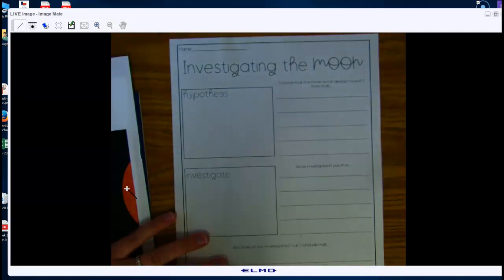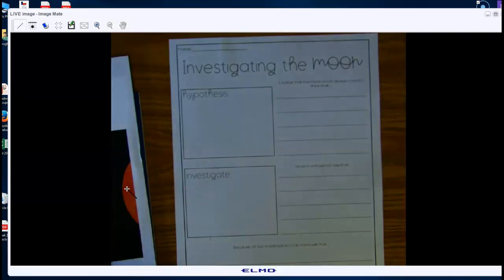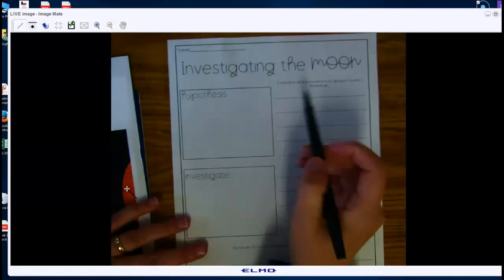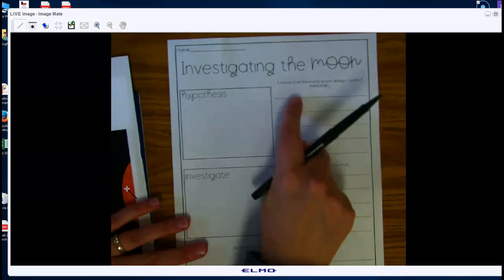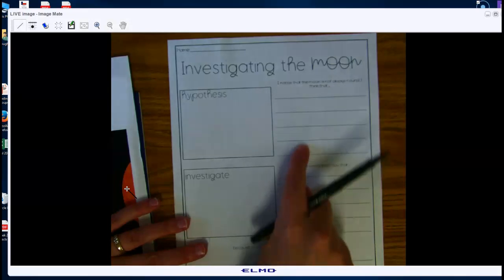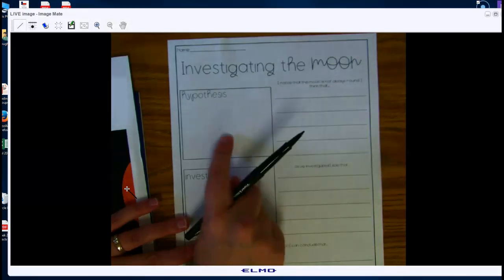A guess that uses your schema and what you already know about the moon to decide what might be the answer to this question. Is there a wrong answer? No, there's no such thing as a wrong hypothesis. So, I notice that the moon is not always round. Tell me why you think the moon is not always round right here, and draw a picture to go with it.